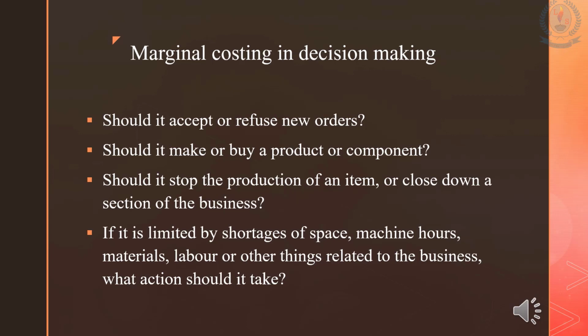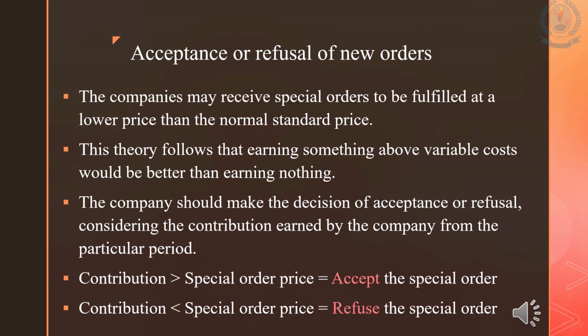Usually, a business receives special orders from customers at a price lower than normal. In such cases, the business will not accept the special order if it can sell all its output at the normal price. However, when sales are low or when there is idle production capacity, special orders should be accepted if the incremental revenue from the special order is greater than the incremental costs.